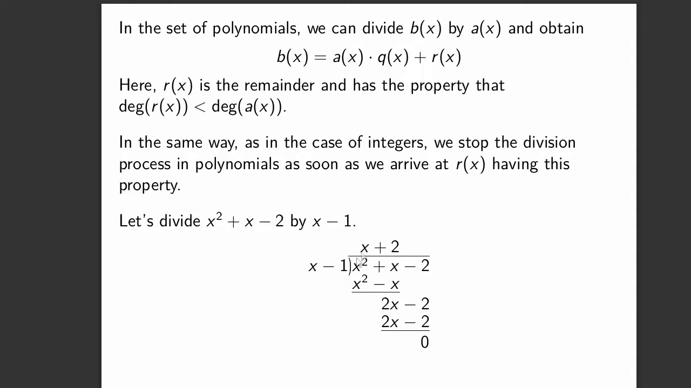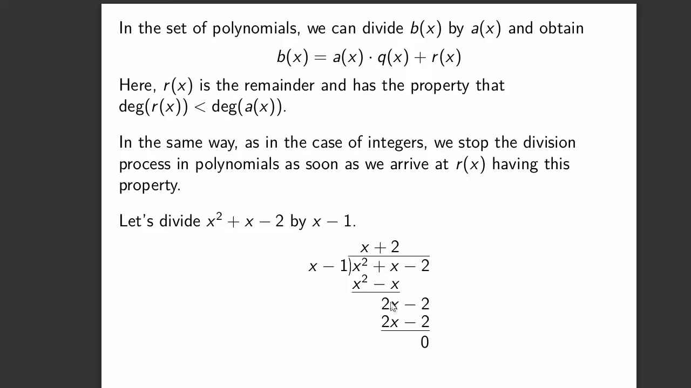Now we shall multiply this whole x minus 1 by x, and we shall get as a result x square minus x. Now we shall subtract this x square minus x from x square plus x, and x square will cancel with this x square, and we shall get 2x here. Then we shall bring down this negative 2 over here, and as a result we shall get 2x minus 2. And now again we shall repeat the process.